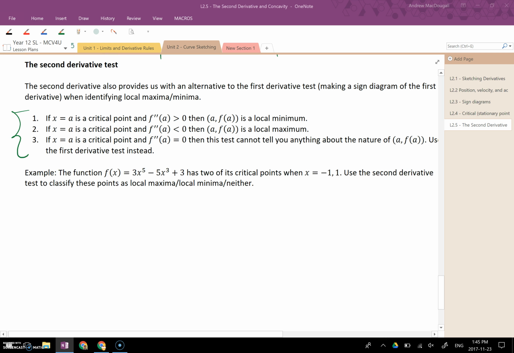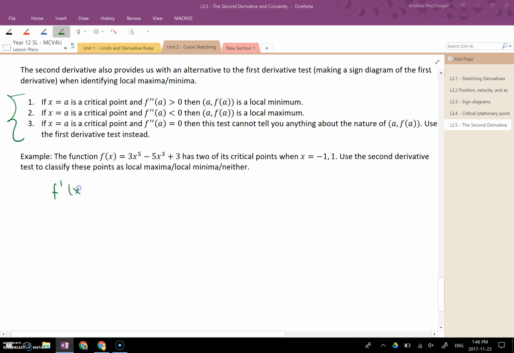We have a function, 3x to the 5 minus 5x cubed plus 3. I tell you it has two critical points when x is negative 1 and 1. So let's use the second derivative test to see if these are local max, local min, or neither. So take the derivatives. The first is 15x to the 4 minus 15x squared, and the second is 60x cubed minus 30x, which I could factor as 30x times 2x squared minus 1. And let's plug negative 1 and 1 into the second derivative.